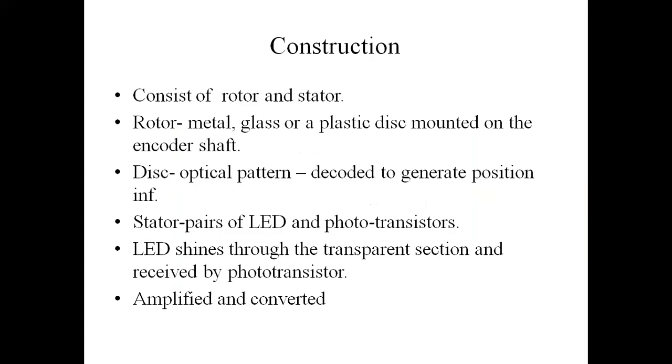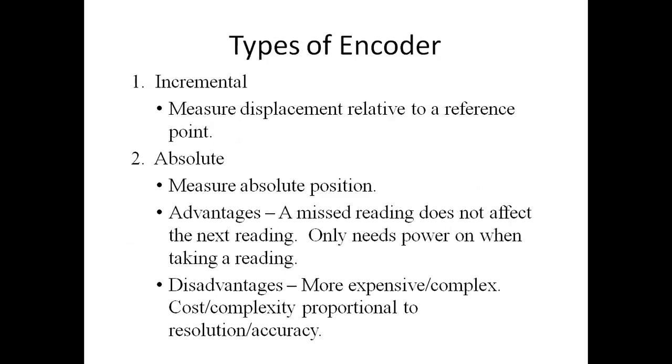The rotor can be a metal, glass, or plastic disc mounted on the encoder shaft. The disk has an optical pattern which is decoded to generate position information. The stator consists of a pair of LED and photo transistors, where the LED shines through the transparent section and is received by the photo transistors. All these signals will be amplified and converted.